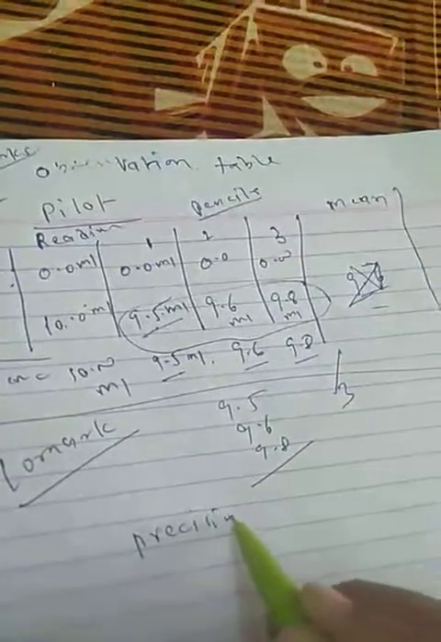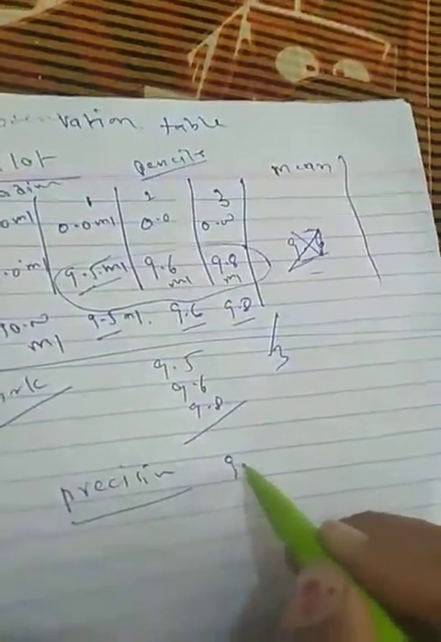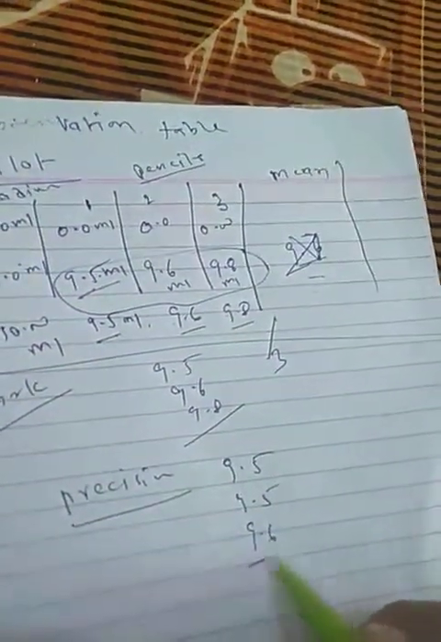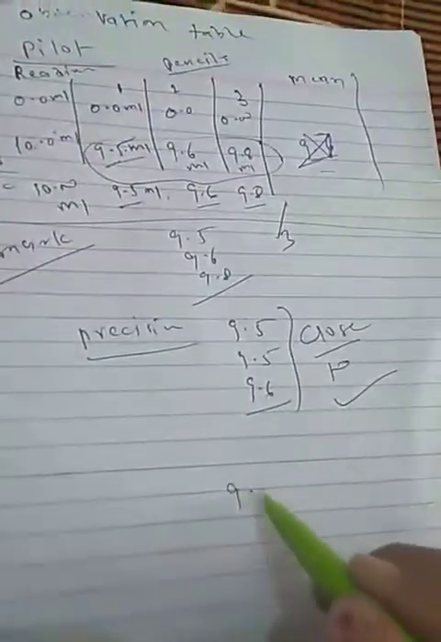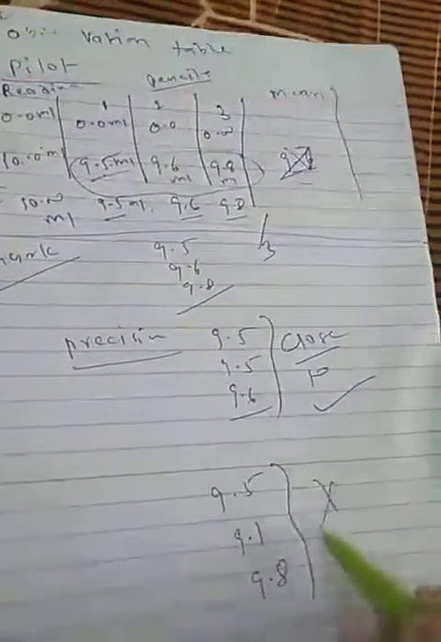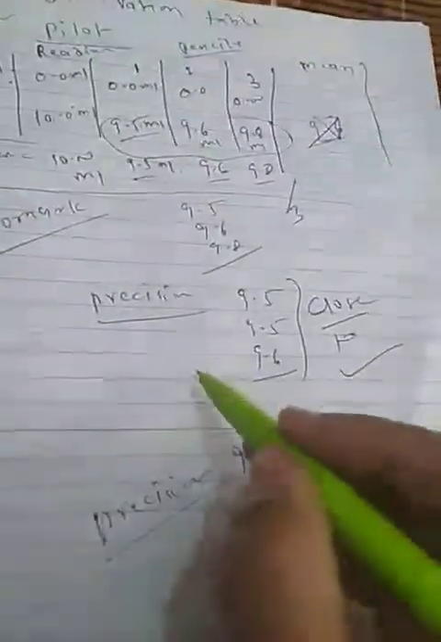What is the precision rule? All your 3 readings should be close to each other. See, 9.5. Again if you get 9.5, that is very close, and the next time if you get 9.6, like that all these readings are close to each other, so they are correct. But if one reading is 9.5, one reading is 9.1 and one reading is 9.8, this is the wrong method. This is not following the precision rule. So all the 3 readings should be close to each other. This was the method which I taught you.